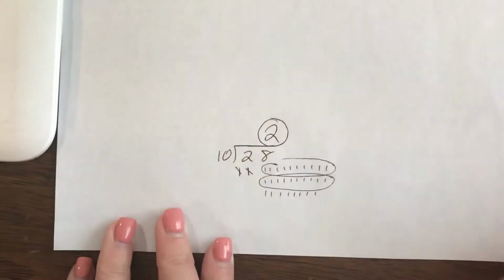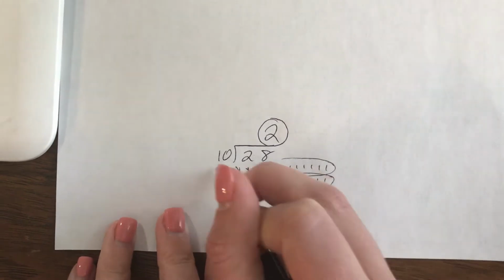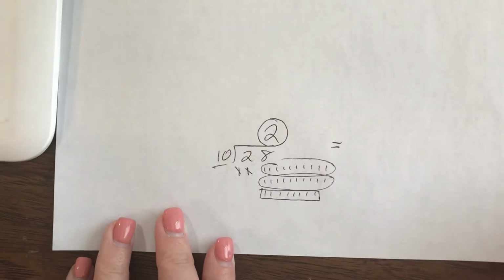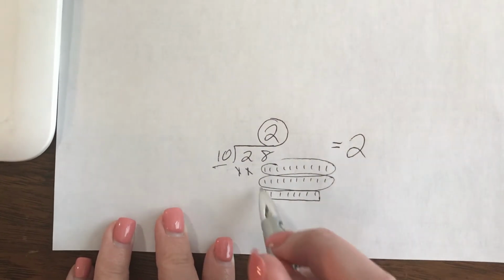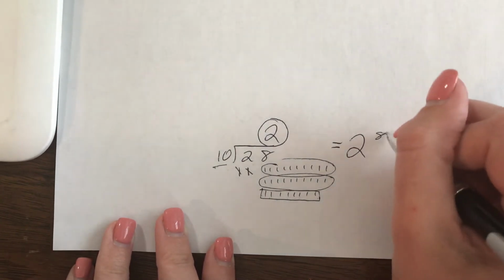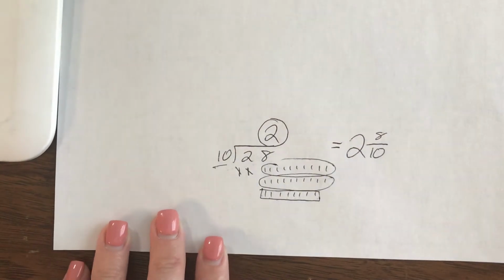We're going to circle how many groups there are. We're going to box how many are left. And we're going to underline that divisor. So bringing all this out into a mixed number is going to give us 2 with our circle. There are 1, 2, 3, 4, 5, 6, 7, 8 boxed. So that is our numerator. And then 10 stays as your denominator.